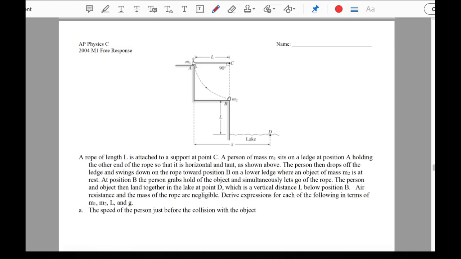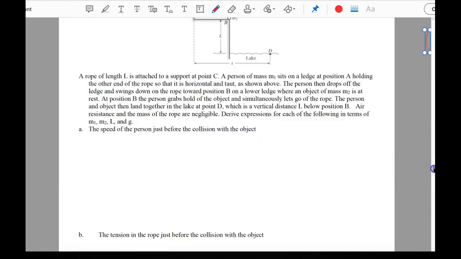So this is mechanics, and it's number one. You got another pendulum going on here. A person is sitting on top of a cliff. They slide off, they hold on, and then they swing down. They grab this rock, and then they both fly down into the water. So they want us to go through and find the speed of the person just before the collision with the object.